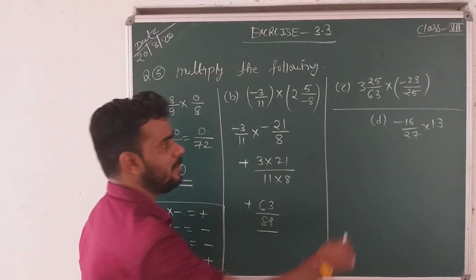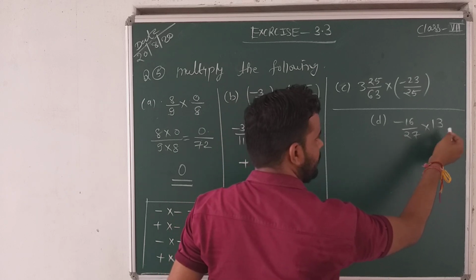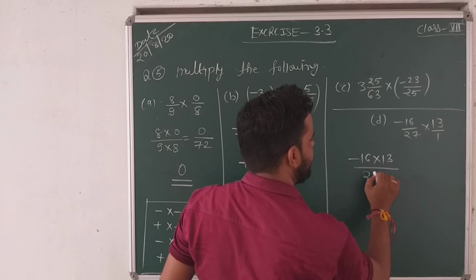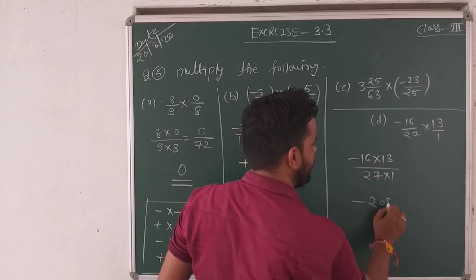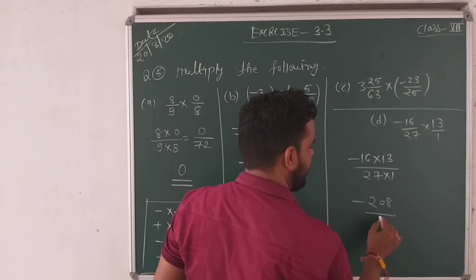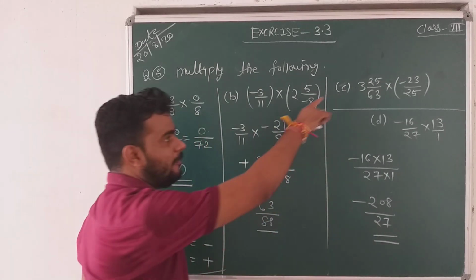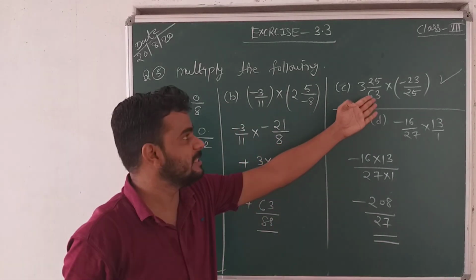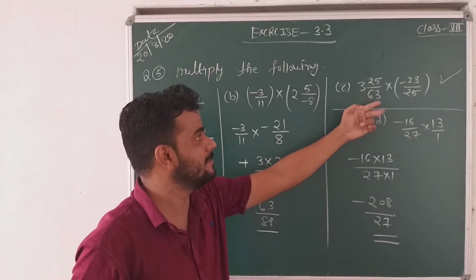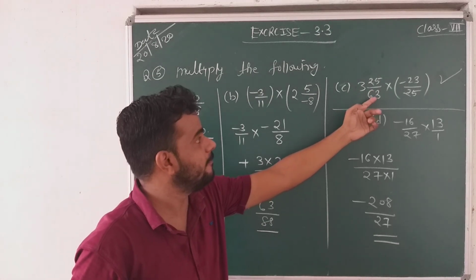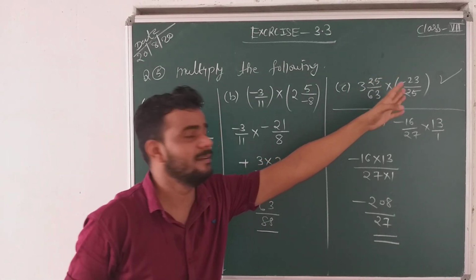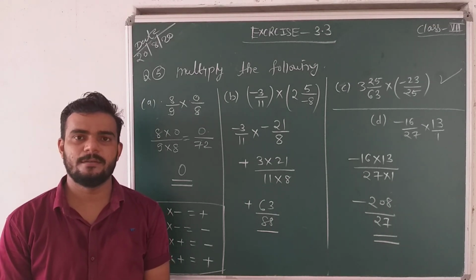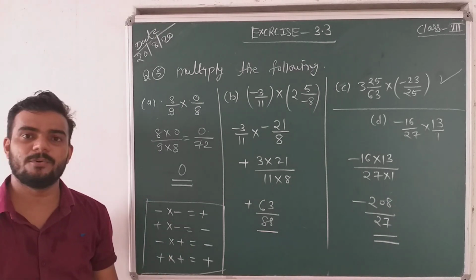Like this, one more I will solve, that D one. It means 13, and there is no denominator, so we can write 13 by 1. So negative 16 multiply 13 and 27 multiply 1. The result is 208 by 27. Now the last one, C one, is your homework. First a mixed fraction is given, so multiply 63 by 3. So 189 is there. Afterwards add 25 and solve this. Then take the screenshot and write it in your notebook.